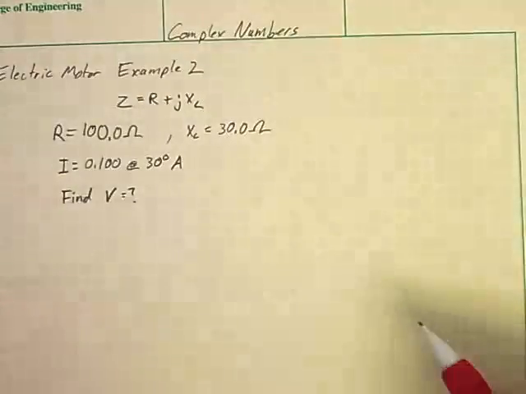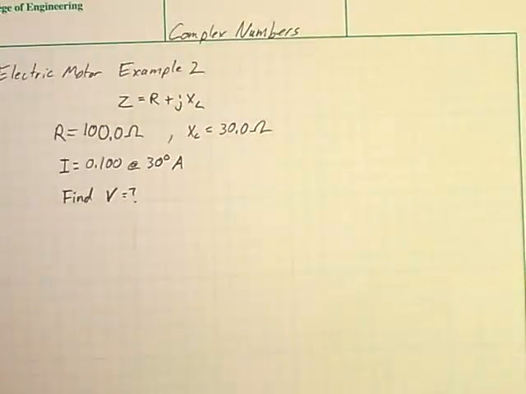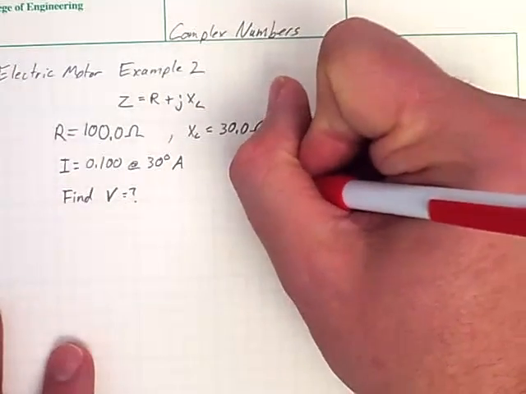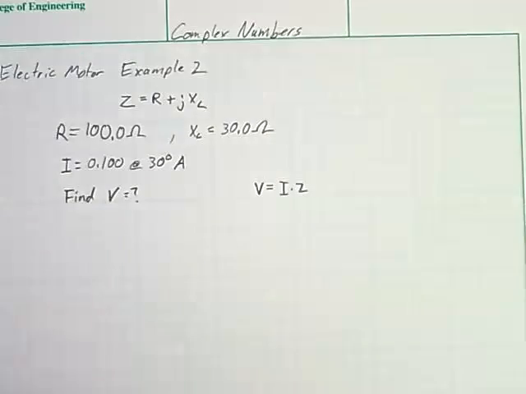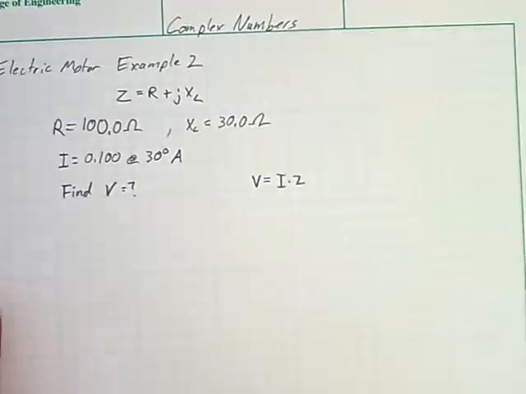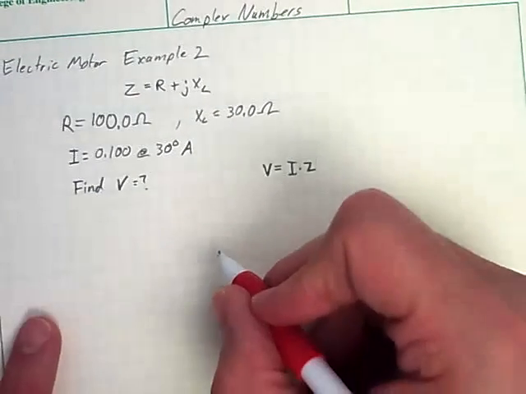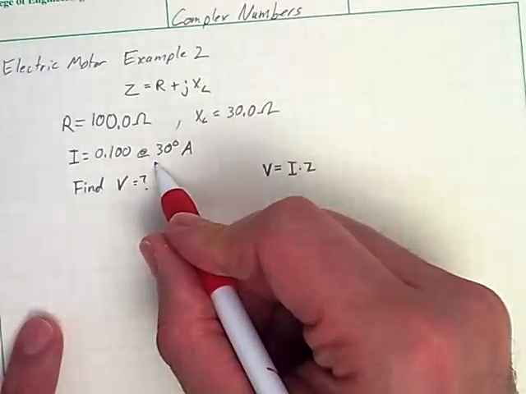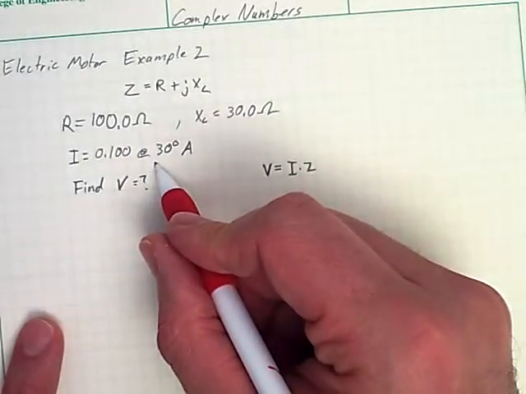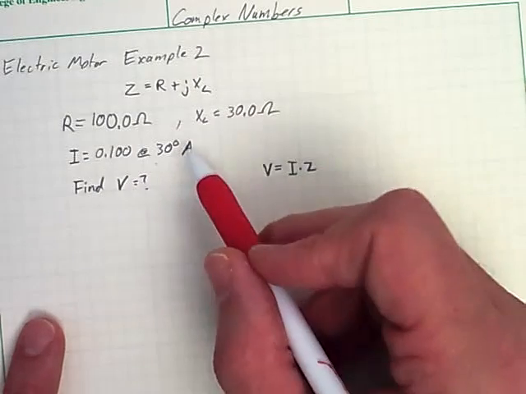So the key thing that they left off of there was something we have to remember from the previous example, is that V is equal to I times Z. So if we want to be able to find V, we have to multiply I times Z. And then we know I is right here. It's 0.10 at 30 degrees, and that's in units of amps.